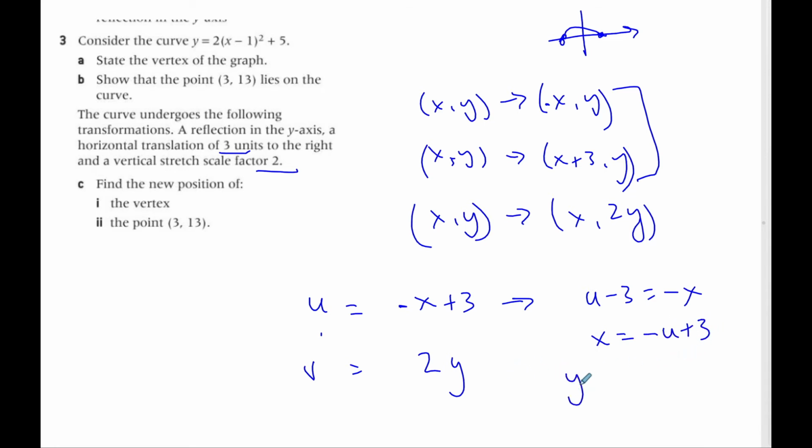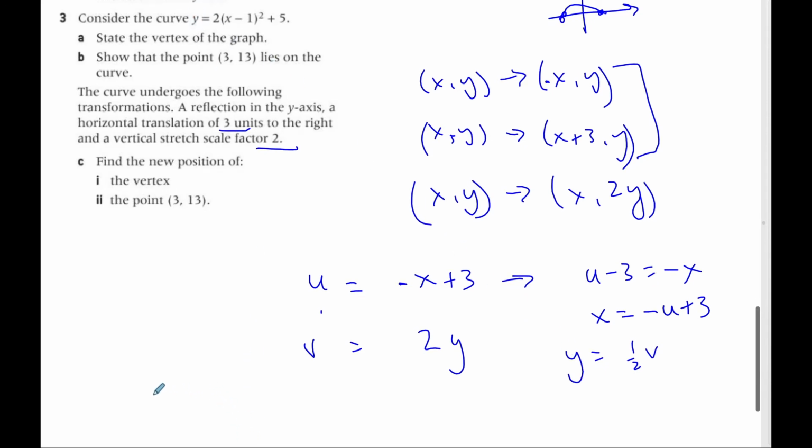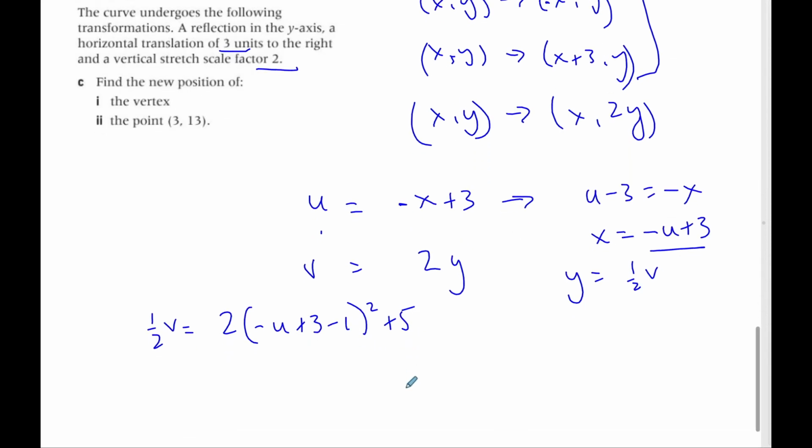And similarly, y will be 1/2 of v. And so I will take y and substitute it in for y. I'm going to substitute it in. So my equation will be 1/2 v is equal to 2 times my x, which is negative u plus 3 minus 1 squared plus 5.